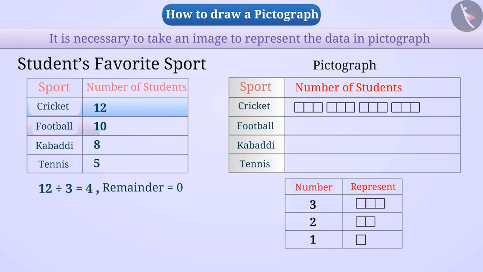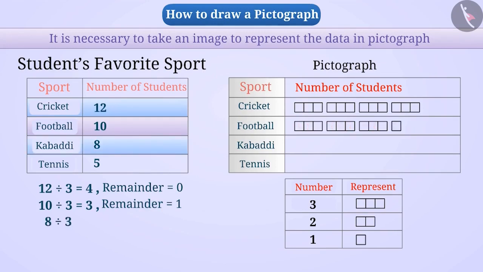Will you now be able to represent the number of students who like playing football? Try it. Let me explain. Here, 10 divided by 3 is equal to 3, and the remainder is found as 1. So, we will show 9 by drawing 3 complete images and use this image to show the remaining 1.